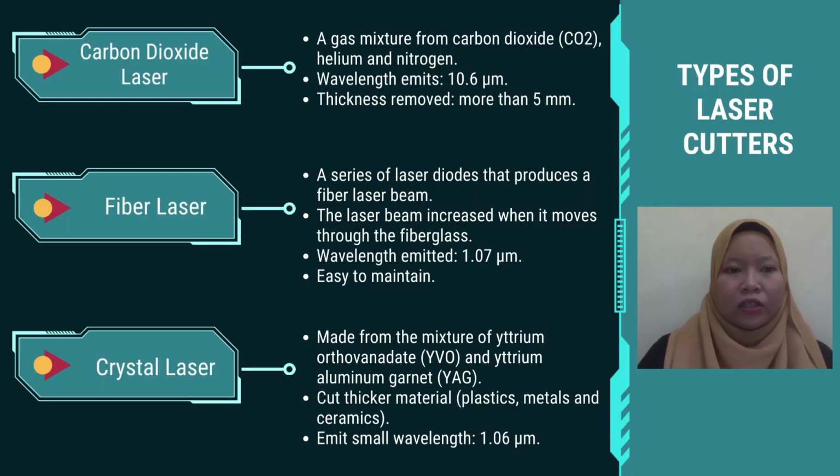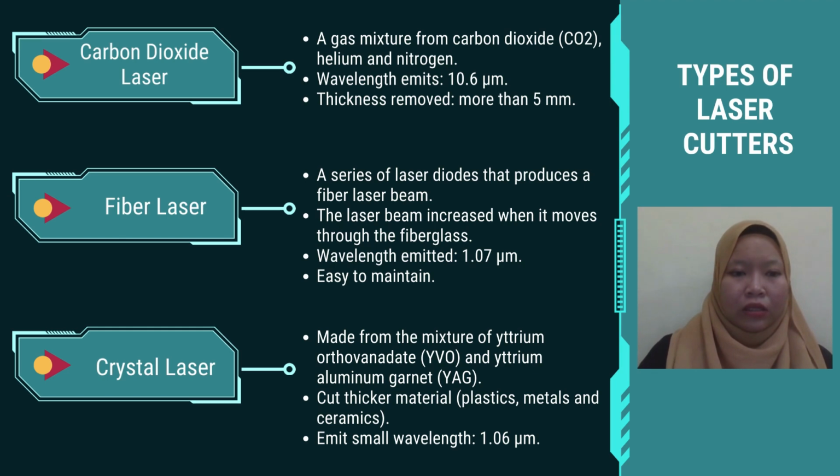Next are the three types of laser cutters. There are three types, which are the carbon dioxide laser, fiber laser, and crystal laser. As for the carbon dioxide laser, it uses a gas mixture of carbon dioxide, helium, and nitrogen. The wavelength it emits is 10.6 micrometers, and the thickness removed is more than 5 millimeters.